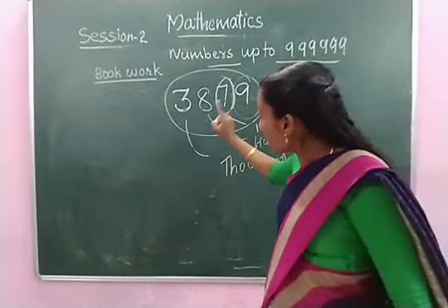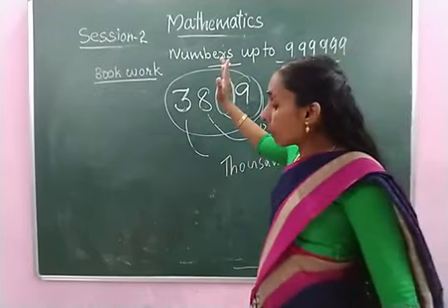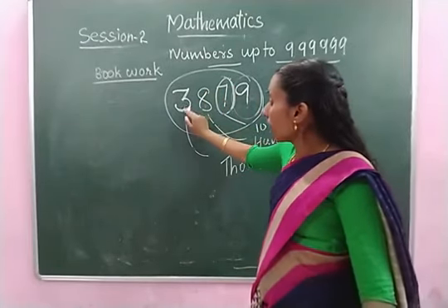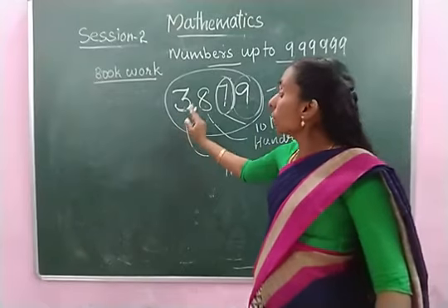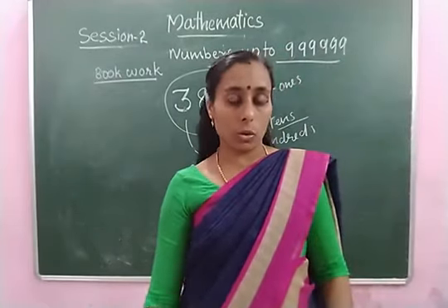What is the place value of 8? 800. That is not 8 or 100. The place value of 8 is 800. Place value of 3 is 3000.